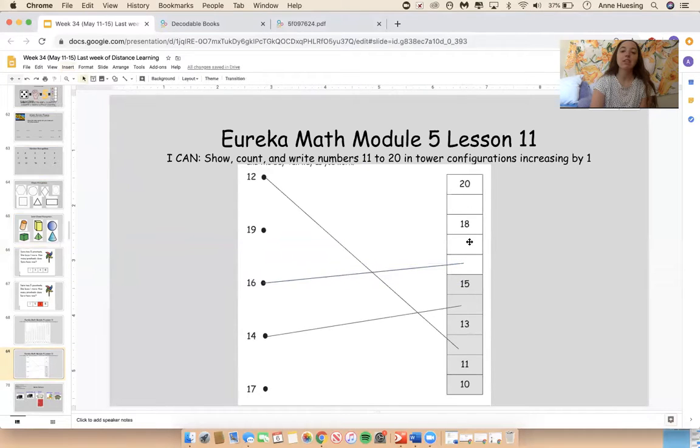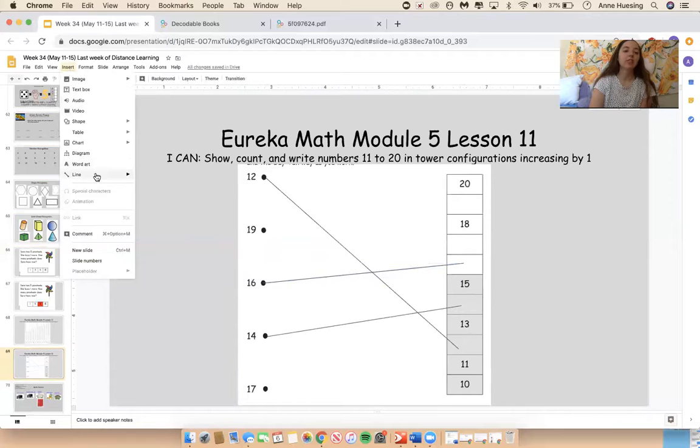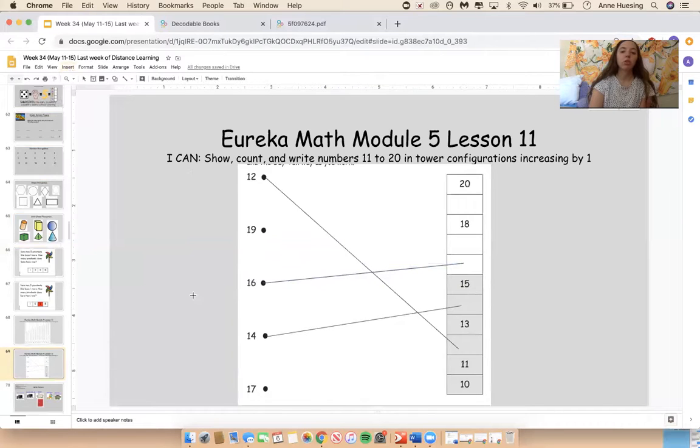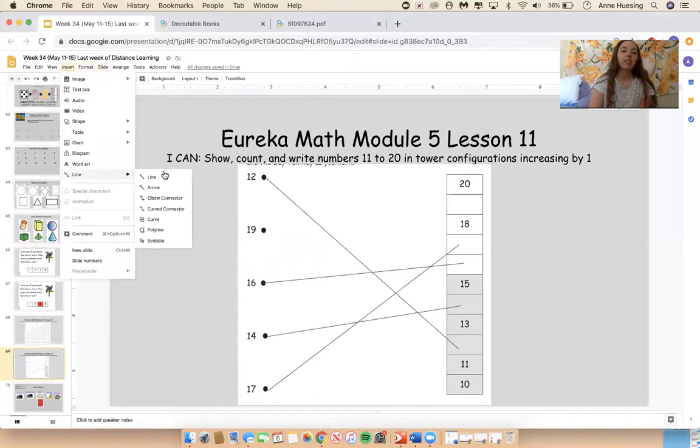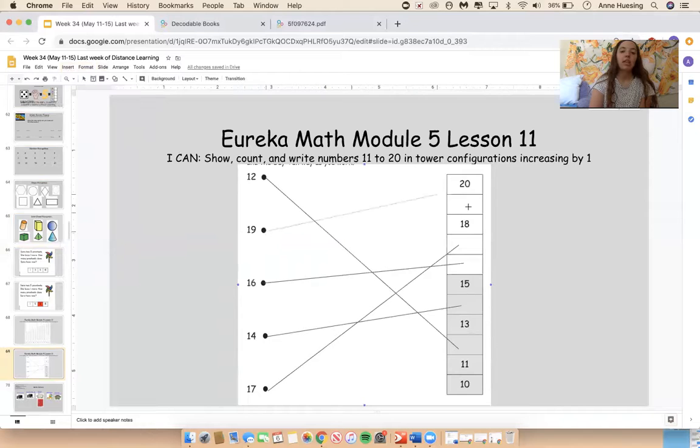What comes after 16? I heard somebody say it. 17. Very good. Point to 17 on the side so I know which one to point to. 17. There it is. Excellent. 17, 18, 19. There's our last one, 19. And what comes after 19? Look at the very top number. What comes after 19? 20.